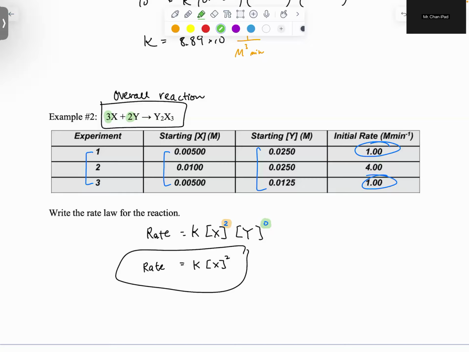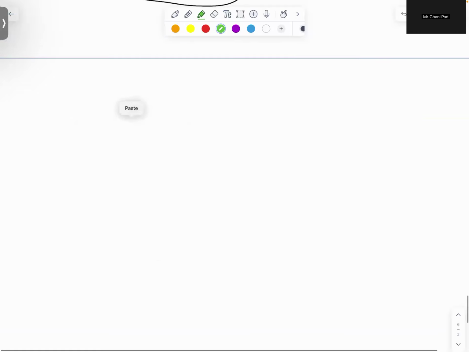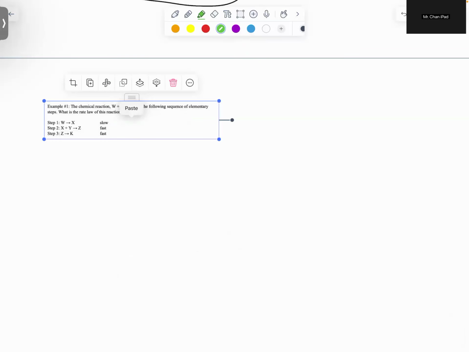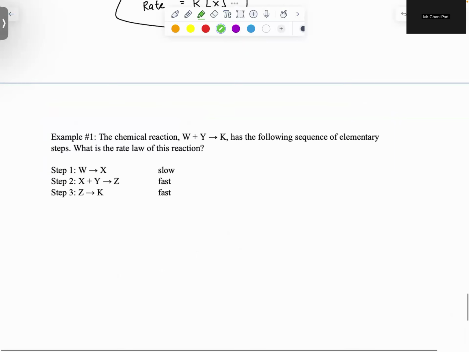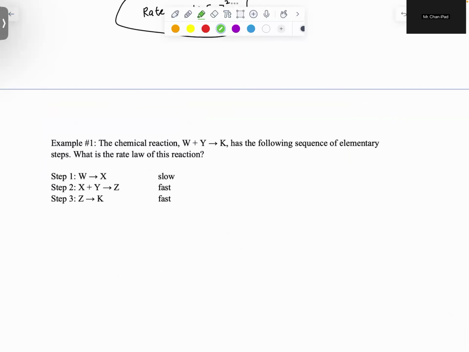Okay. Sorry. So that's a question right there on your page 10. It goes like this. You say, hey, there's a reaction. W plus Y gives you K. Okay, somewhat arbitrary. And then we are going to talk about mechanisms like, hey, you go through multiple steps in order to make the product. So those are the 3 steps, all right?